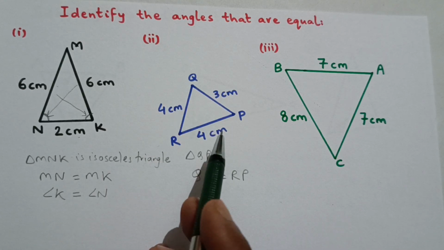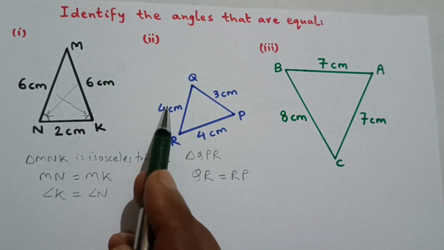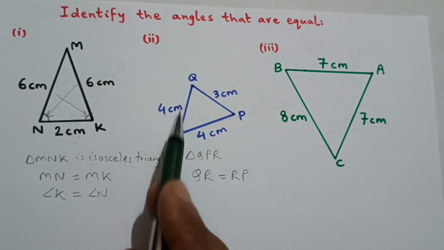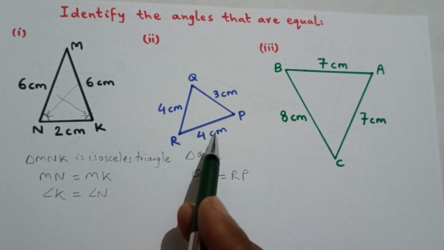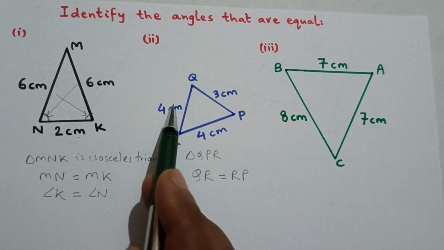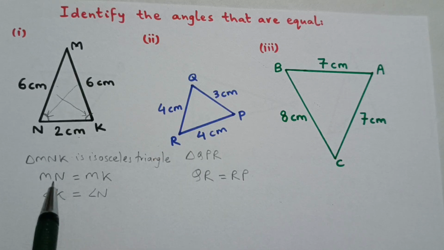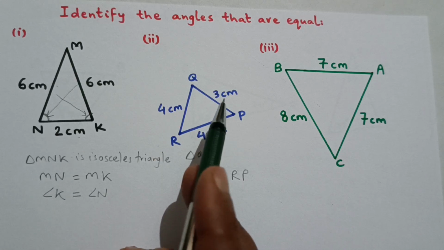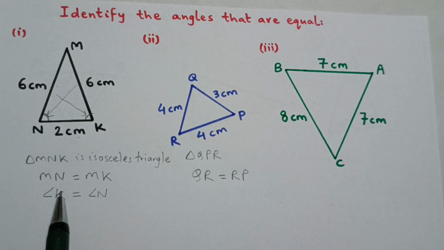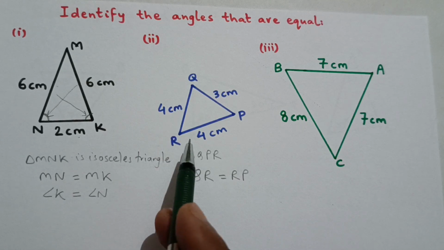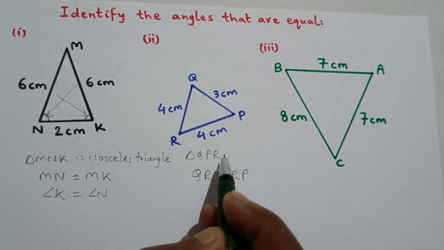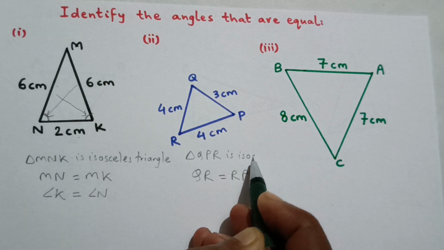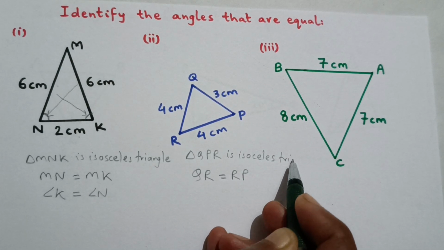So QR and RP are equal to each other. The measure of side QR and side RP are equal to each other. So QR and RP are the two sides that are equal to each other in this triangle. So out of three sides, we know that two sides are equal to each other. So therefore this triangle is an isosceles triangle. So triangle QPR is isosceles triangle.